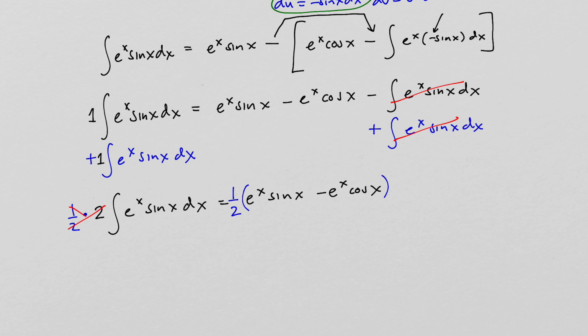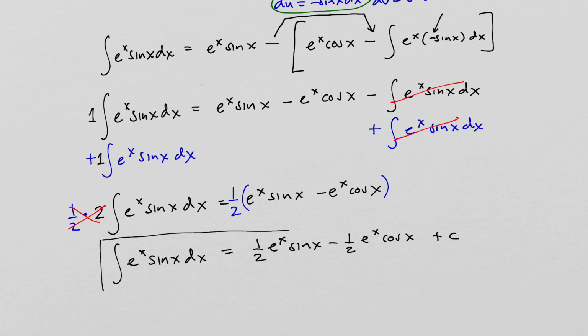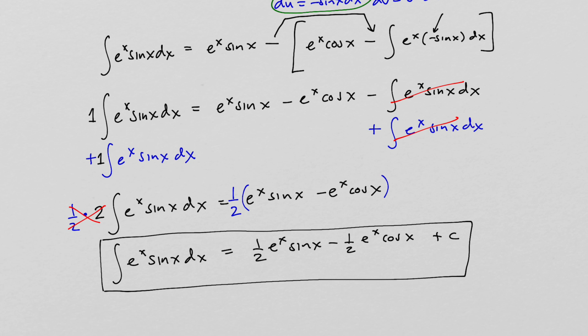And what happens is that cancels out the constant here, and we get the integral of e to the x sine of x dx is equal to 1/2 e to the x sine of x minus 1/2 e to the x cosine of x plus c. And again, on your final answer here, you could factor out the 1/2, and you could also factor out the e to the x and write the answer slightly differently.